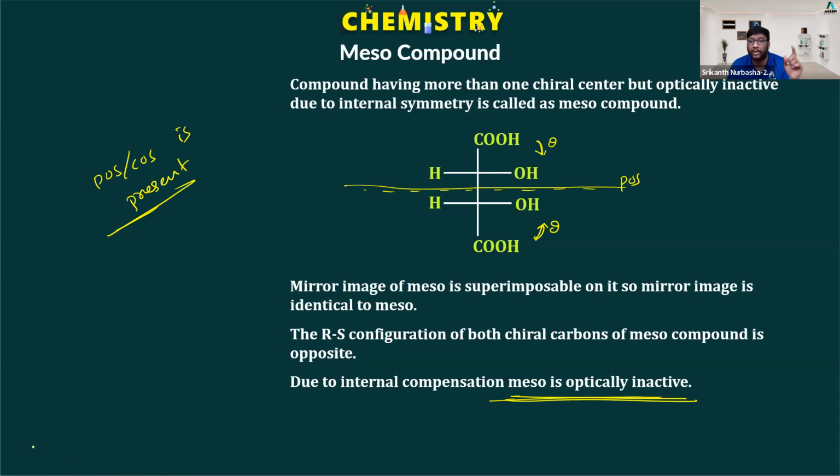Right? I have said you three types of questions. Which of the following are meso compounds? Which of the following are internal? Which of the following has internal compensation? Which of the following has plane of symmetry or center of symmetry? In all those three questions, we have to check the elements of symmetry only. Right?